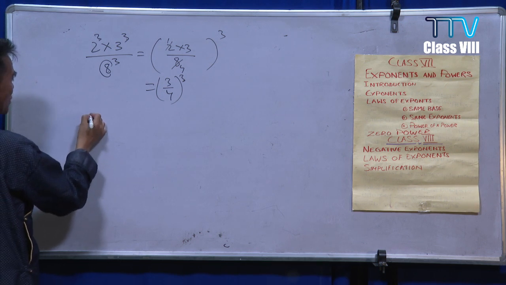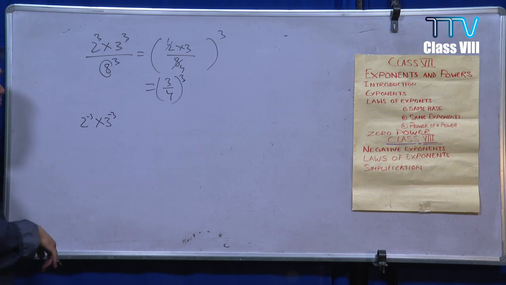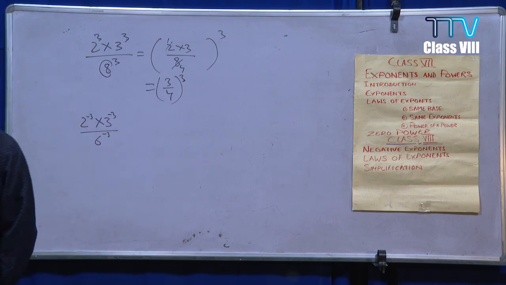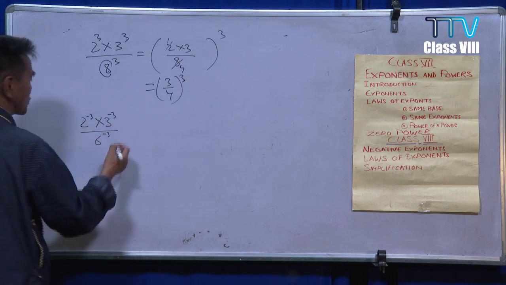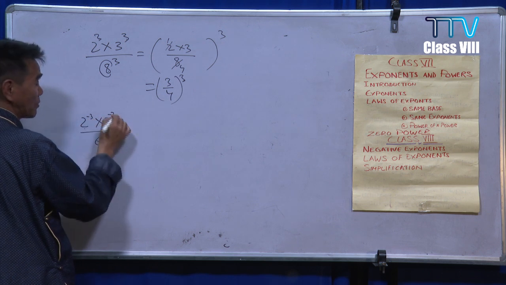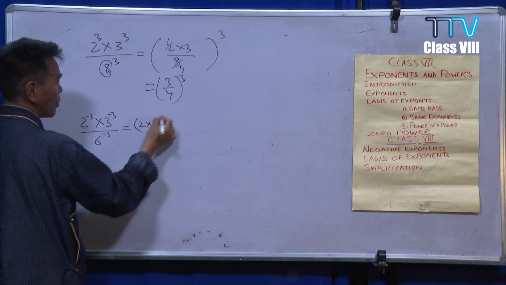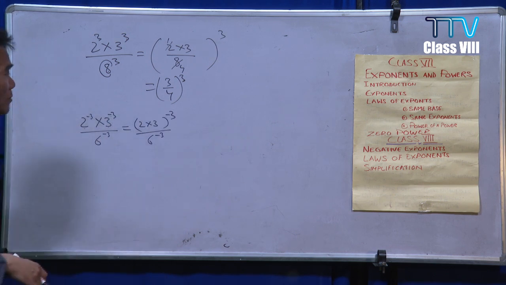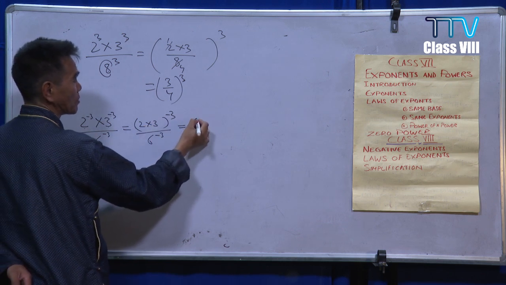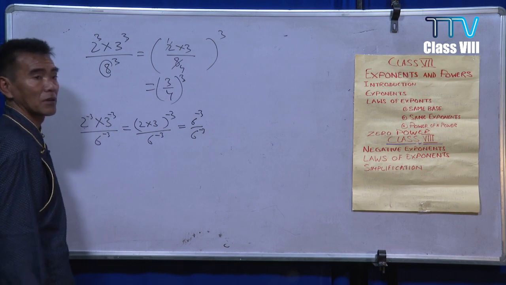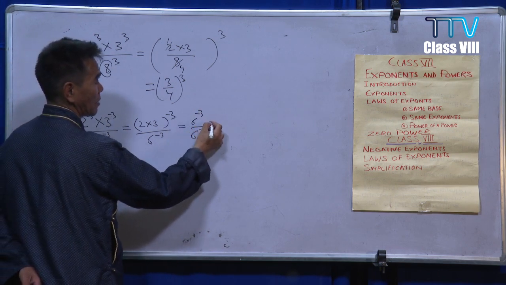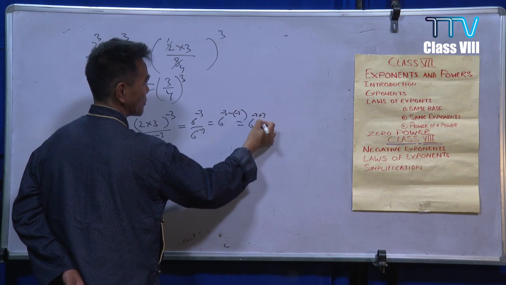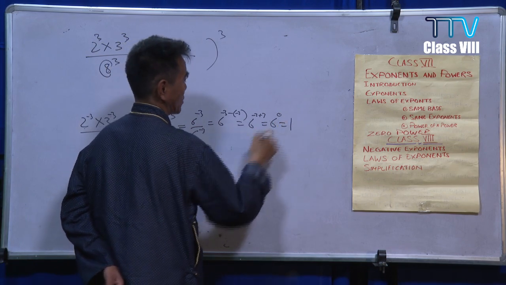For example, take 2 raised to power negative 3 multiplied by 3 raised to power negative 3, divided by 6 raised to power negative 3. In the next method, multiplication also base multiply, so 2 times 3 is 6, 6 to power 3. Division also, the base law, the power is subtracted: 3 minus 3, which is equal to 6 to the power negative 3 plus 3, which is equal to 6 to the power 2.